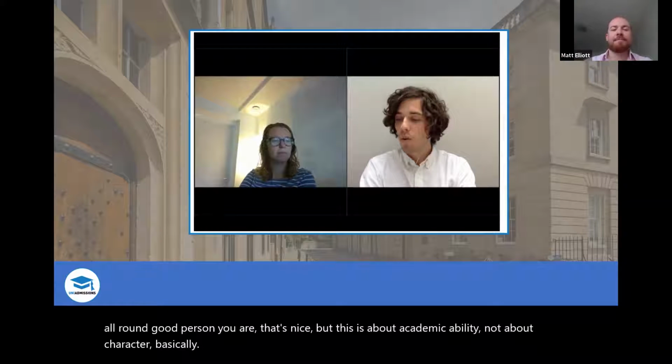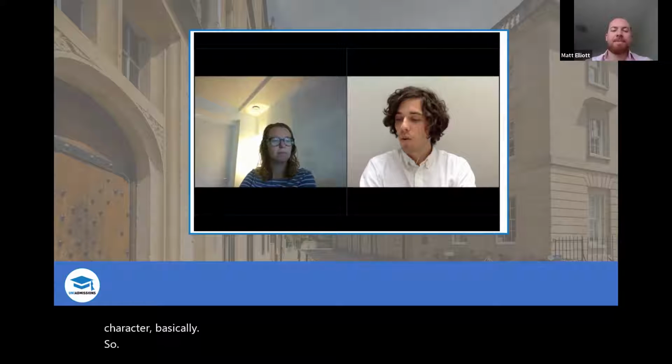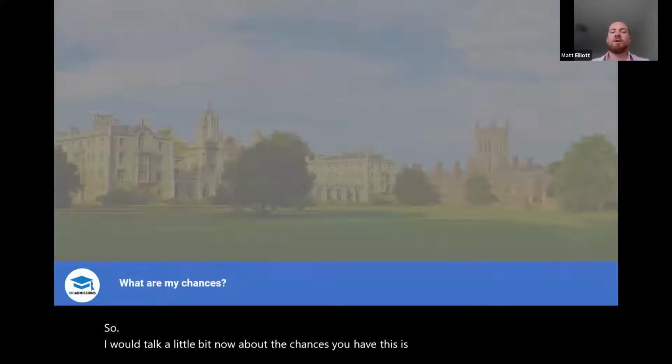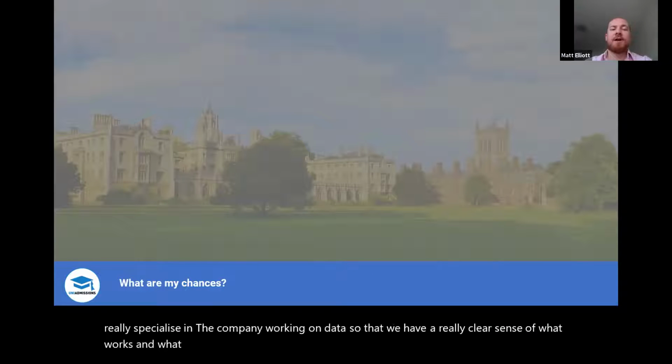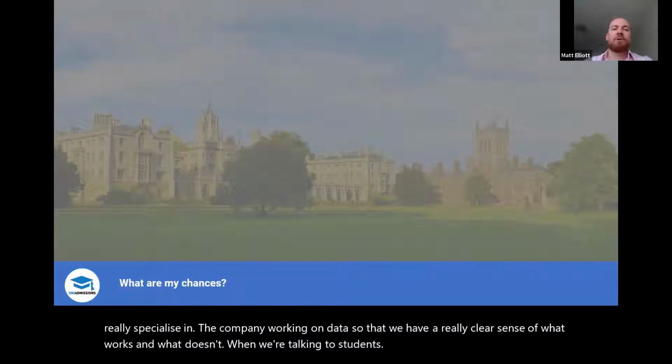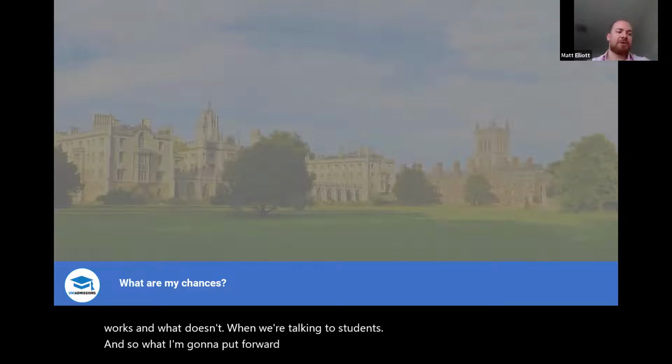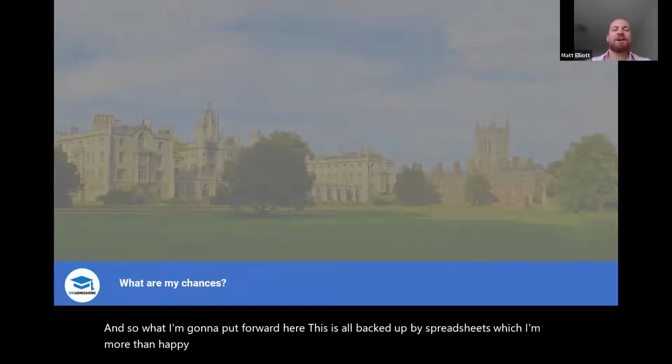So I'm going to talk a little bit now about the chances you have. This is the part of the work that I really specialize in at the company, working on data, so that we have a really clear sense of what works and what doesn't when we're talking to students. And what I'm going to put forward here is all backed up by spreadsheets, which I'm more than happy to share if needs be, to show our working.